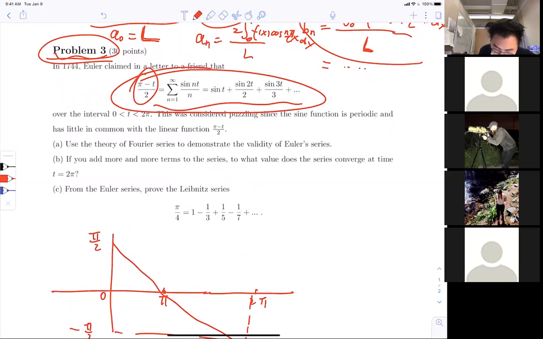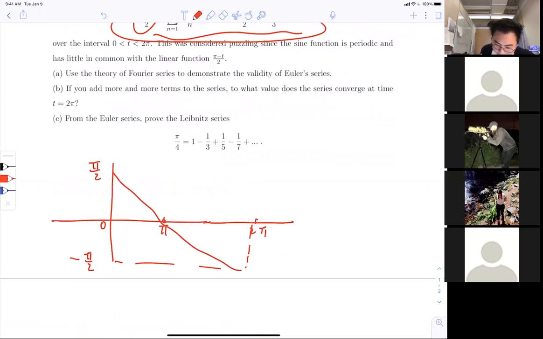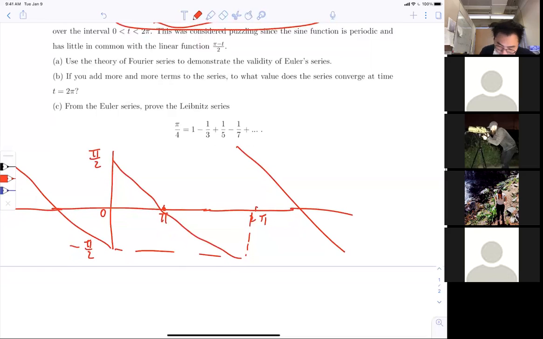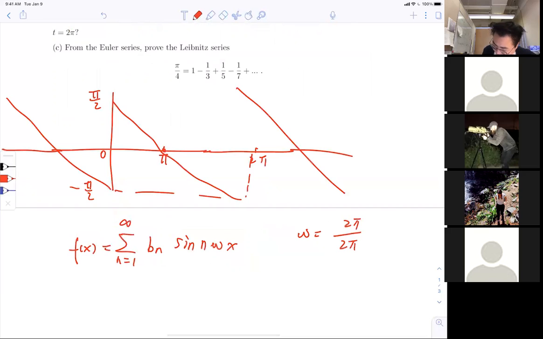To verify that, you just do the Fourier series for this function, assuming it's a function with period 2 pi. So you can draw this kind of picture, then you know that this is an even function. Sorry, this is an odd function. So f(x) equals the sum from n equal to 1 to infinity of Bn sine of n omega x. Omega in this case is 2 pi over 2 pi, which is 1, so it's nx.